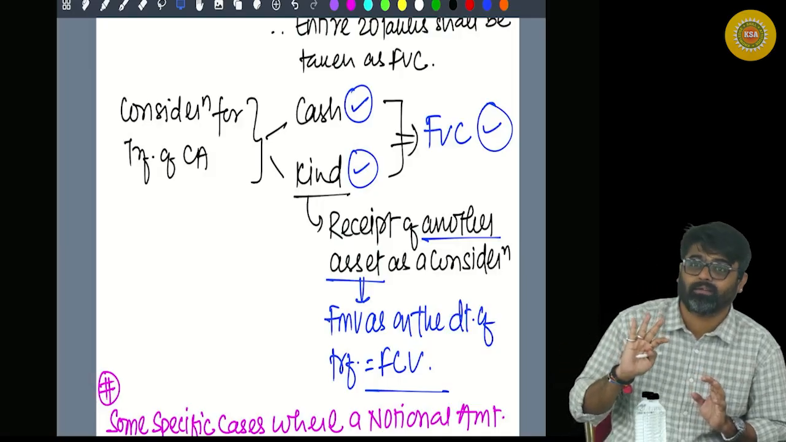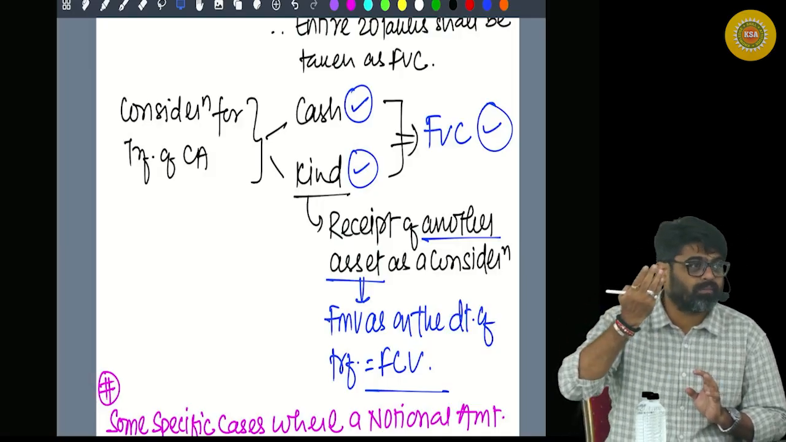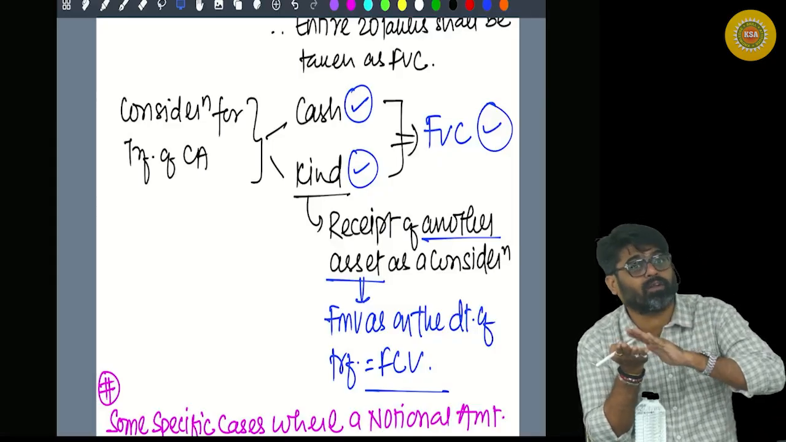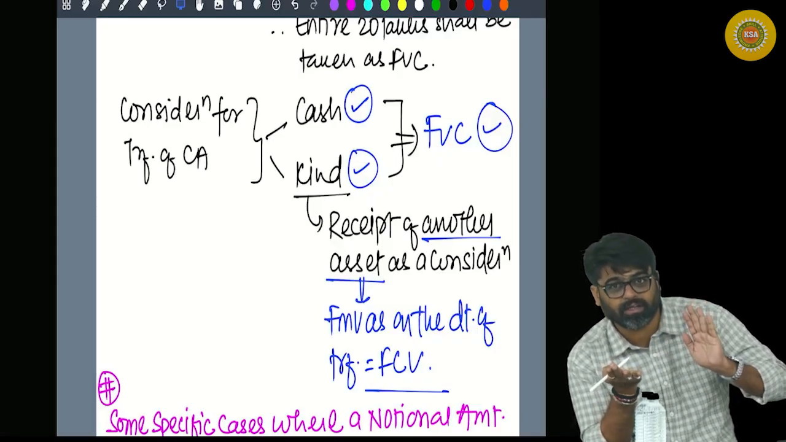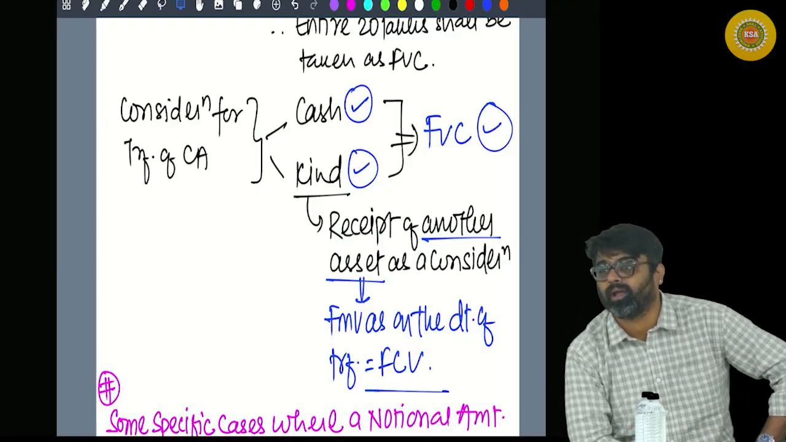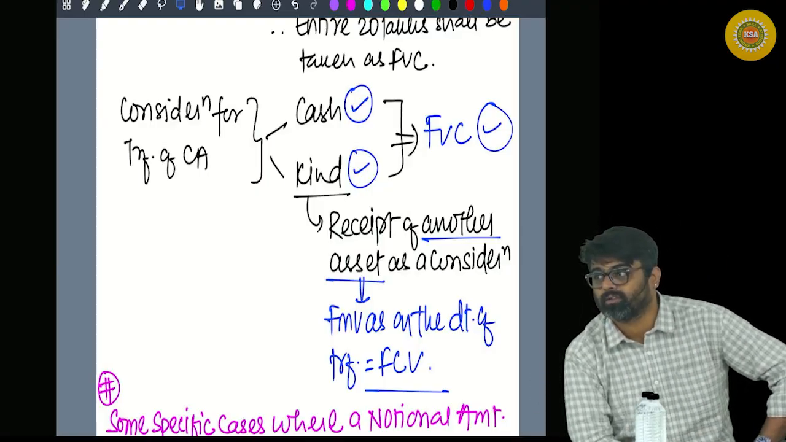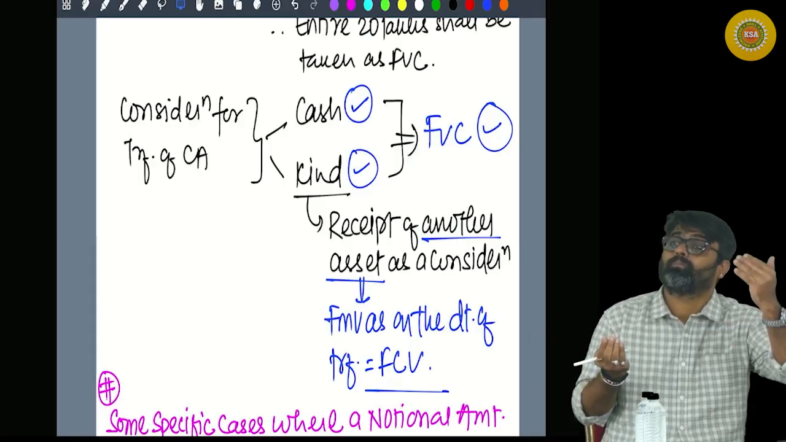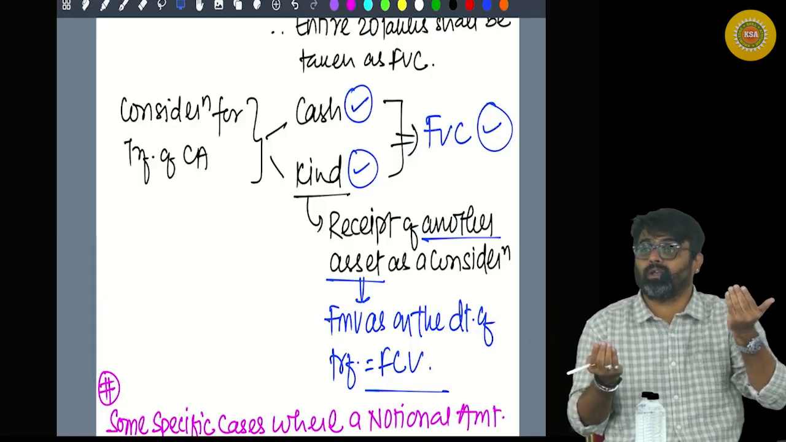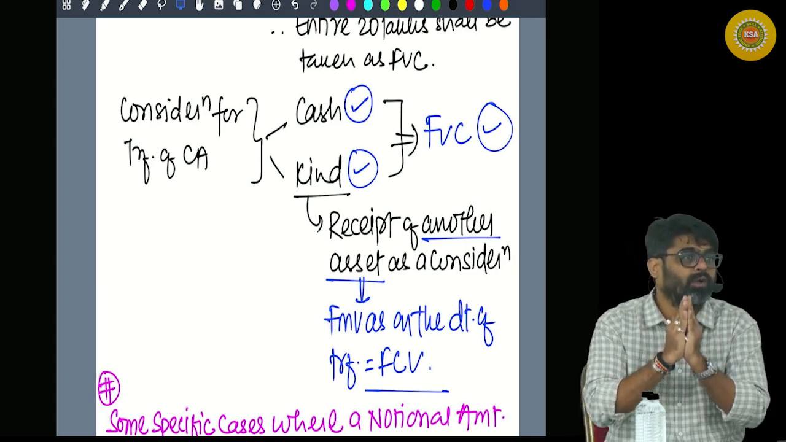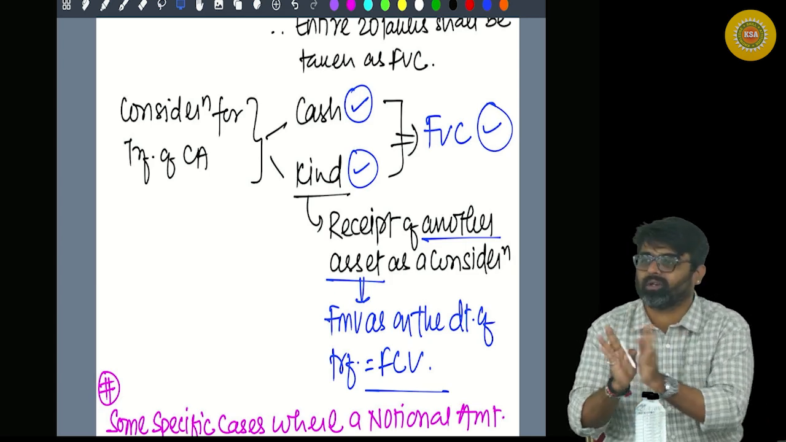Partly in kind. So whatever amount you have given me as money, that will be a part of my full value of consideration. And the asset which you are giving me will also be a part of my full value of consideration. So what will be my full value of consideration? The money which is coming plus the fair market value of the shares which is coming to me will be treated as my full value of consideration.